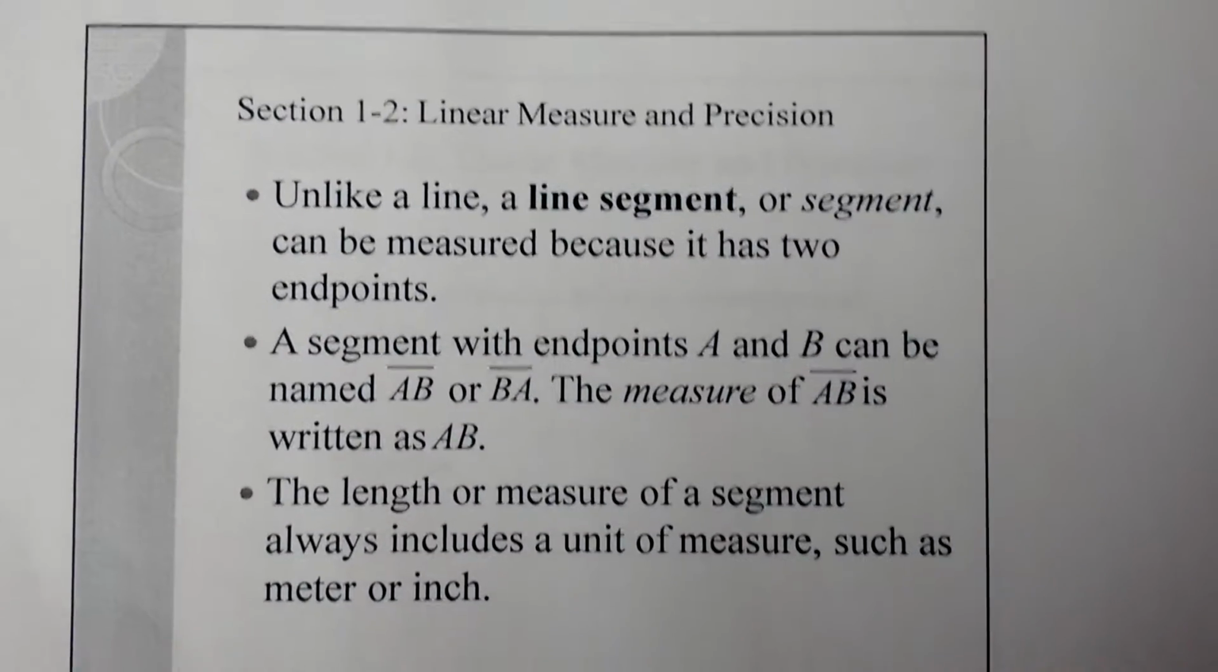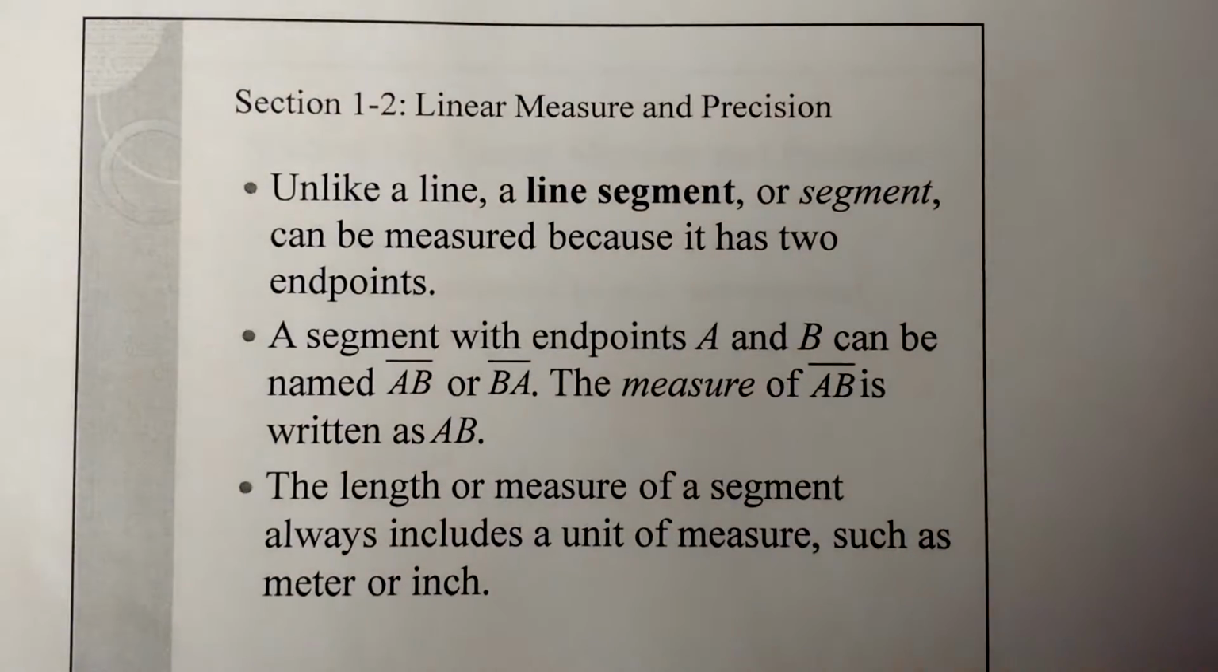So first thing here, unlike a line, a line segment, which is sometimes just called a segment, can be measured because it has two endpoints. A line goes on forever. You cannot measure its length. A line segment, though, is just a section, a segment, so you can measure it. A segment has endpoints A and B. It can be named either AB or BA.